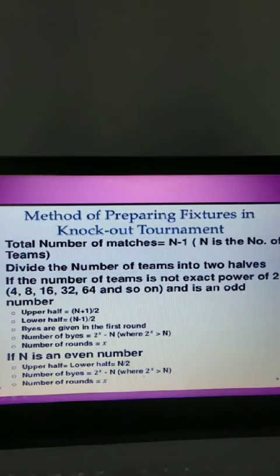If N is an even number, then the number of teams in the upper half and lower half will be equal, so it will be calculated by the formula capital N upon 2. Number of byes will be calculated with the same formula, 2 to the power x minus N, where 2 to the power x should be greater than the number of teams, and x is the number of rounds.